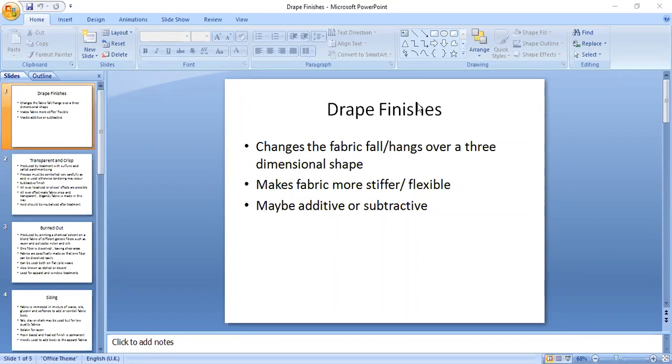These finishes make the fabric stiffer or more flexible. It will change the way it falls, either into the stiffer or into the more flexible. They usually add a chemical compound to the fabric. It means they can be additive, or dissolve a portion of the fibers already present. It means subtractive finish, both additive and subtractive.